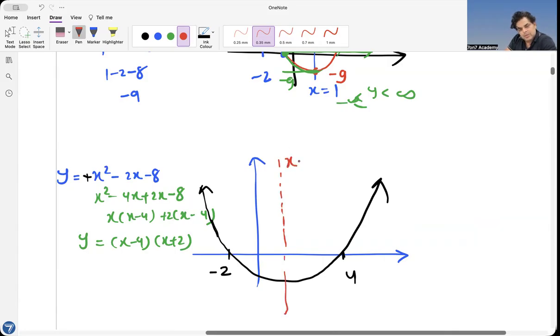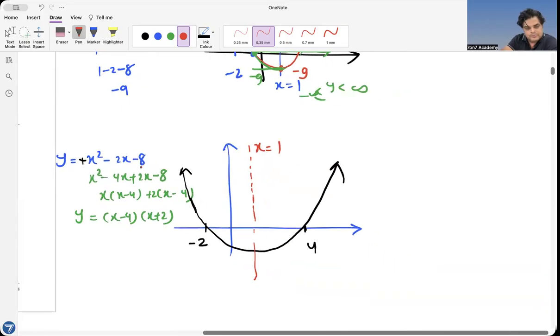So x is equal to 1. You can also find this using the formula minus b upon 2a. The average of the roots is the formula. On the roots, y is always equal to 0, right? So here, the average of the roots is x equal to 1.